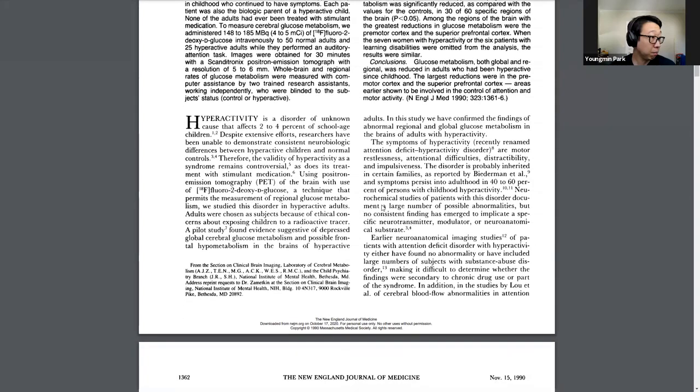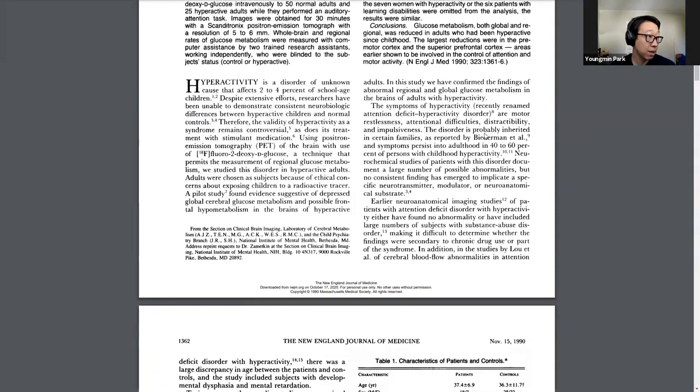All right. Symptoms of hyperactivity are motor restlessness, attentional difficulties, distractibility, and impulsiveness. So the disorder is probably inherited in certain families, as reported by Biederman et al. And so they knew at this time that it seemed to be genetic, even though the validity of hyperactivity was controversial. And symptoms persist into adulthood in 40 to 60% of persons.